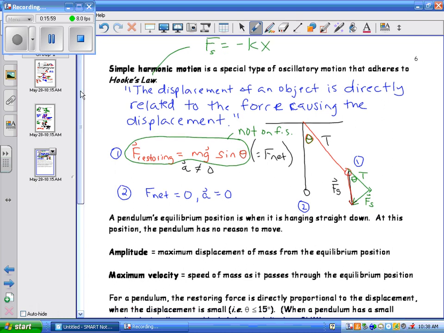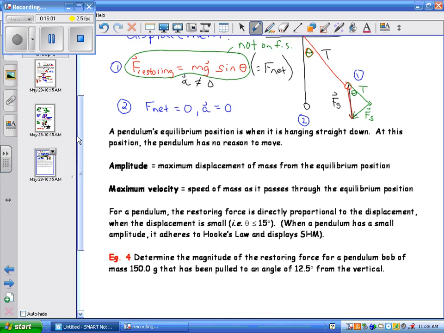Then just a little bit of information here. A pendulum's equilibrium position is when it's hanging straight down. At this position, the pendulum has no reason to move, and that's why there's no net force acting on it, or it doesn't move because there's no net force acting on it. Amplitude is the maximum displacement of a mass from the equilibrium position. So this would be the amplitude here. And you guys worked with that term with your lab yesterday.